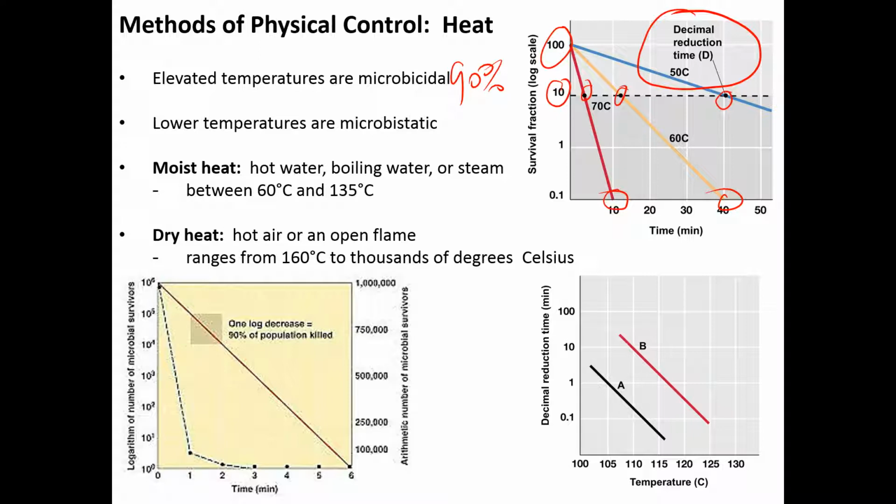The decimal reduction time is commonly used in food microbiology. That's one of the many applications of it. So you have two organisms, A and B. One of these is a little bit more hardy and resistant to particular temperatures than the other. Organism B is a little bit more resistant to the temperatures that are used than organism A, in terms of reducing the population size by 90%.